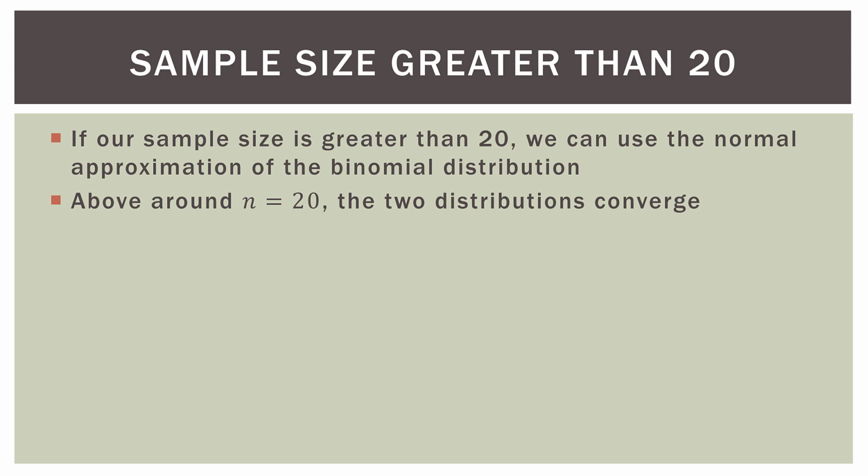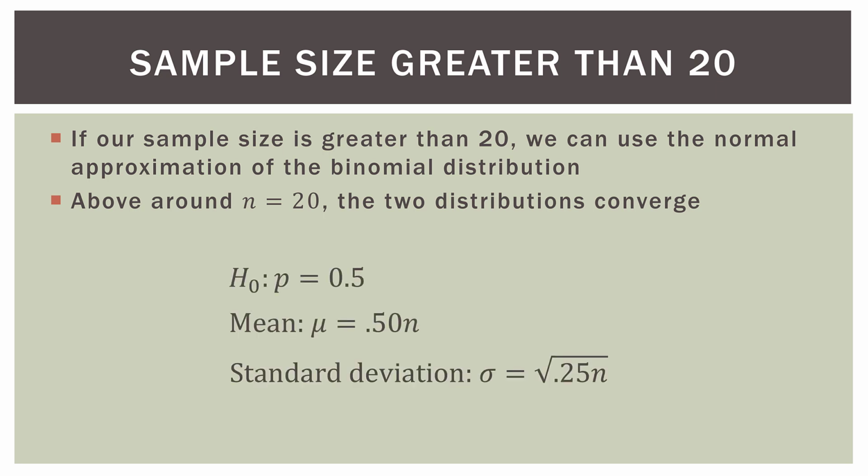Now, as your sample size gets higher and higher, those two distributions converge, and the shapes are essentially the same. When we are using the normal distribution as an approximation, because our sample size is large enough, our mean is defined as 0.5 times our sample size. That should make sense. That is half of our sample size, which would be the middle of our data once we line them up in order. The standard deviation is the square root of 0.25 times our sample size.